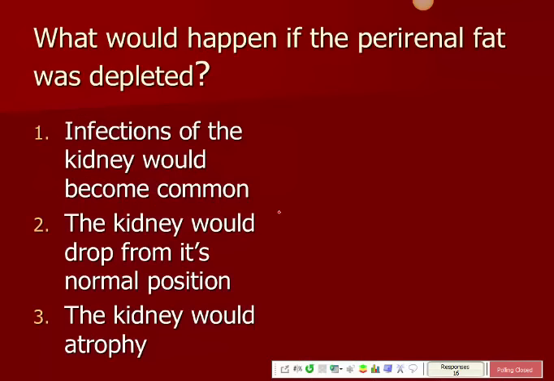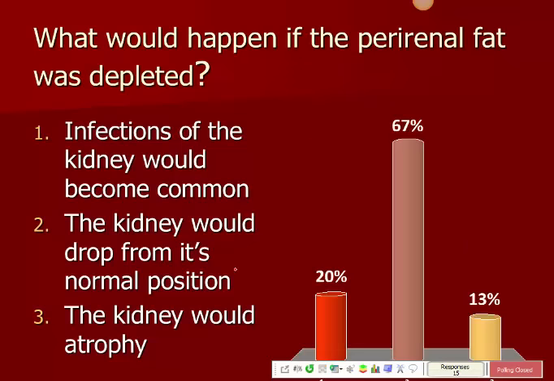And let's look at another question. What do you think would happen if the perirenal fat were depleted? Yes, the kidney would drop from its normal position. Remember, protection was one and the second was anchorage, keeping it in place. So when something is packed and kept in place and you remove the packing material, what would happen? The kidney would actually drop. Dropping of the kidney is similar to drooping of the kidney, so we call this ptosis.